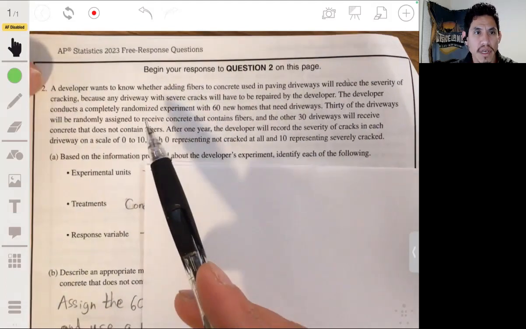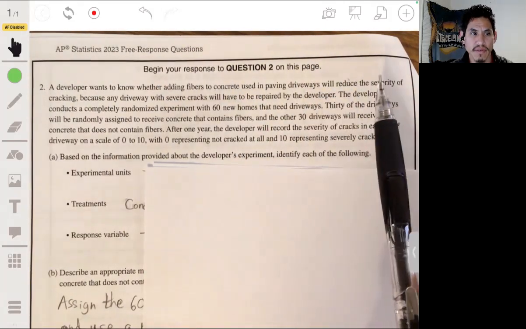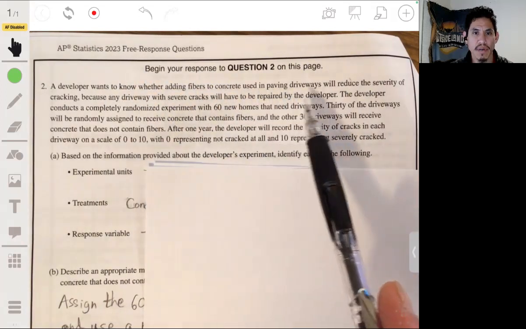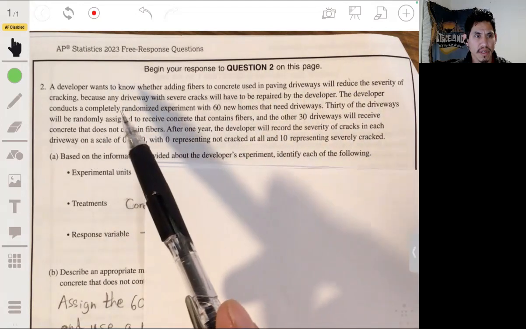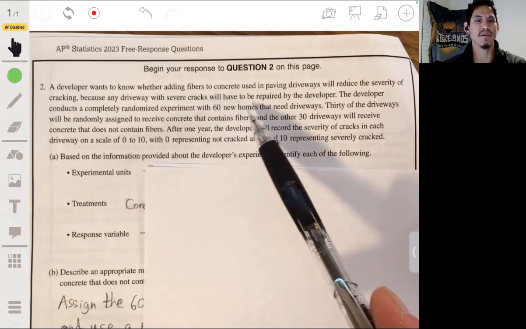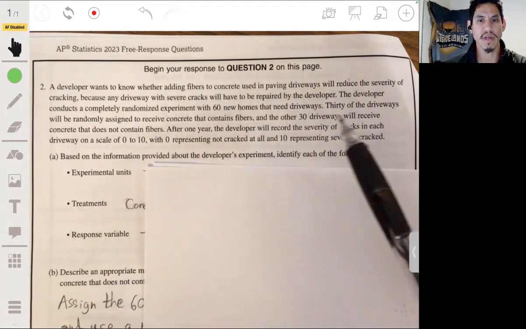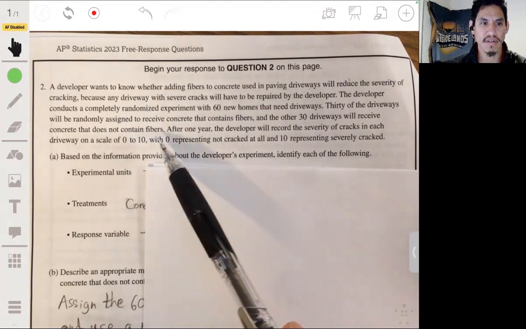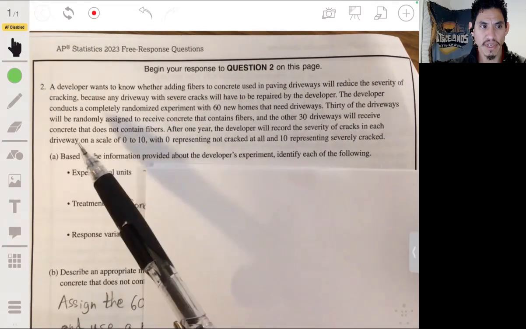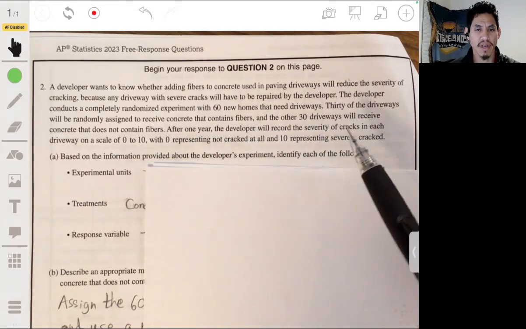All right, so problem 2. A developer wants to know whether adding fibers to concrete used in paving driveways will reduce the severity of cracking, because any driveway with severe cracks will have to be repaired by the developer. The developer conducts a completely randomized experiment with 60 new homes that need driveways. 30 of the driveways will be randomly assigned to receive concrete that contains fibers, and the other 30 driveways will receive concrete that does not contain fibers. After 1 year, the developer will record the severity of cracks in each driveway on a scale of 0 to 10, with 0 representing not cracked at all and 10 representing severely cracked.